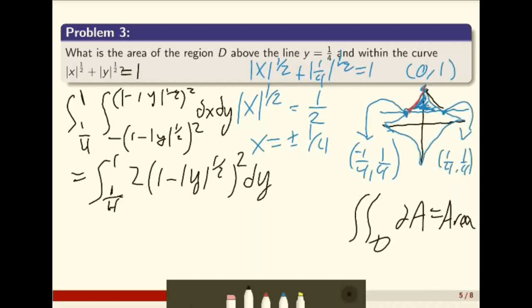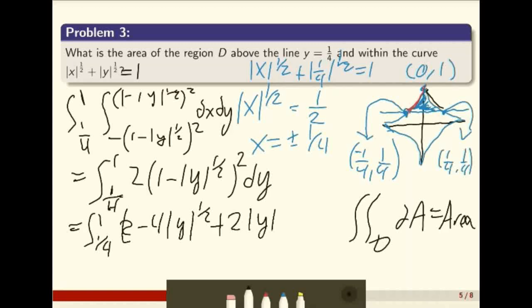And so this we can expand from 1/4 to 1, that are 2. Actually, let me pull that 2 in. So we've got 2 minus 4 times the absolute value of y to the 1/2, plus 2 times y to the 1/2 squared, or just the absolute value of y, dy.